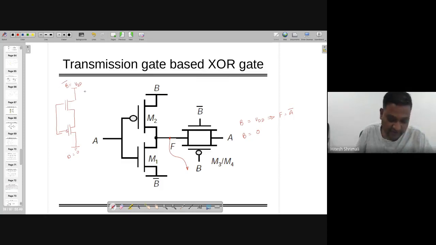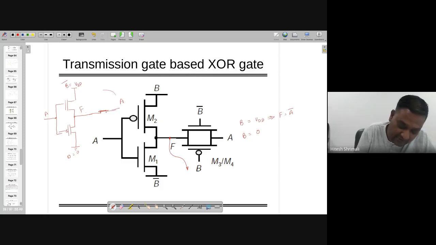B bar becomes VDD. So this is A and this is F, by the way. When you are doing this, at the same time both the transistors are again on, and whatever A is here, that will go that side, right? And here is the output. So here both the branches are there. Note that this is known as a buffer also, because input and output are equal in this case.